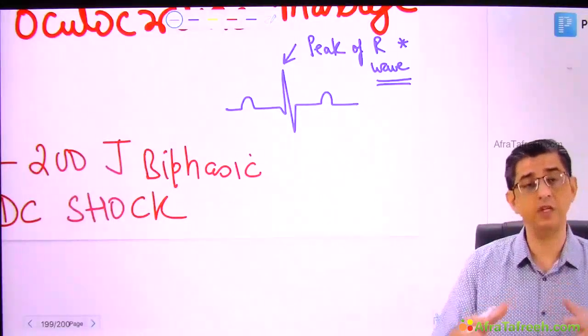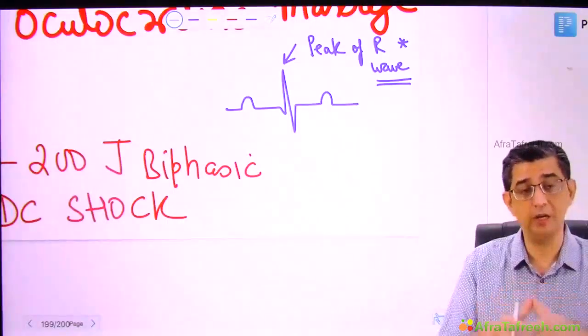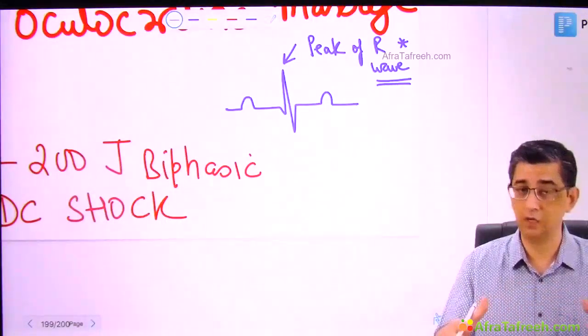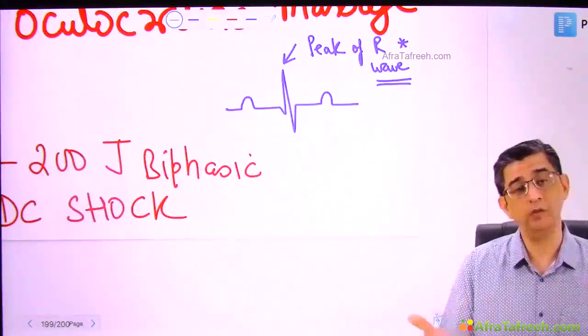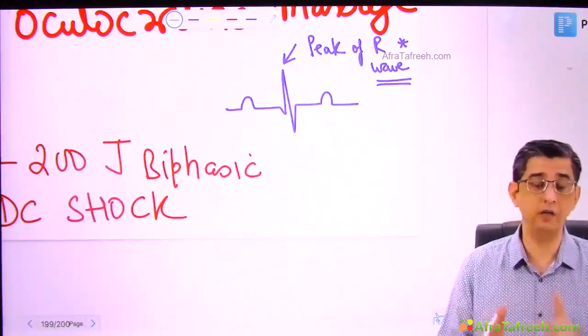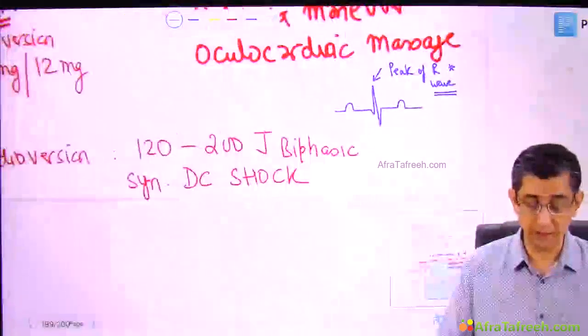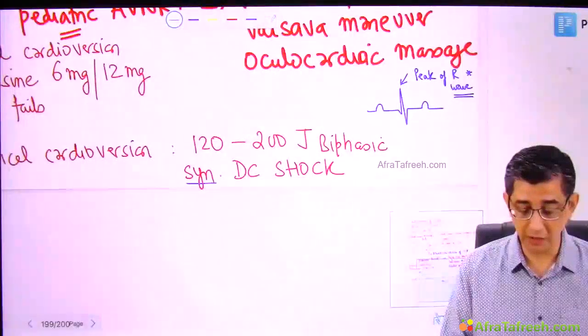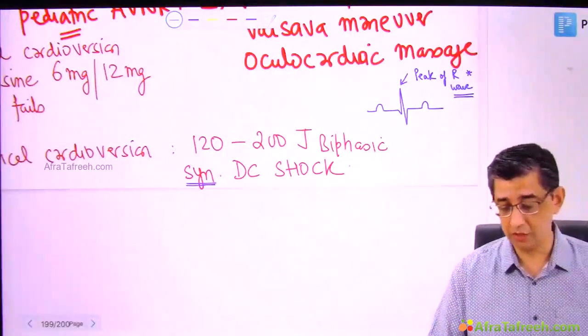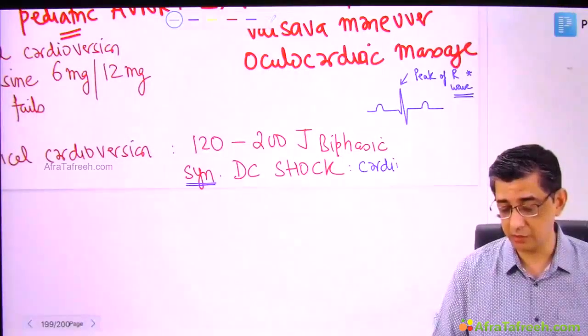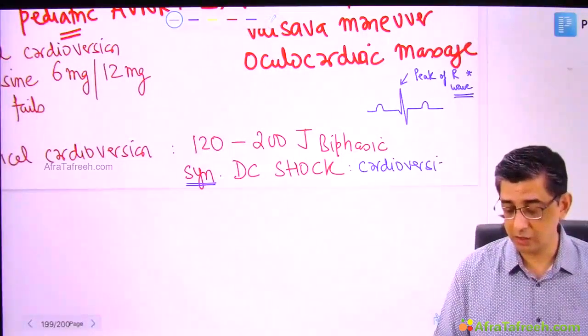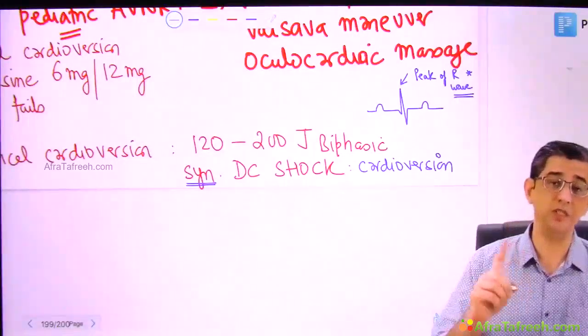Why? Because that is where the abnormal contraction is occurring. The moment I deliver a DC shock, the heart will relax, get filled with blood, and the SA node, the dominant pacemaker, will take over the activity because the bad guy, the re-entry circuit, has definitely been suppressed. The message here is that synchronized DC shock is also referred to as cardioversion, whereas non-synchronized DC shock is referred to as defibrillation.